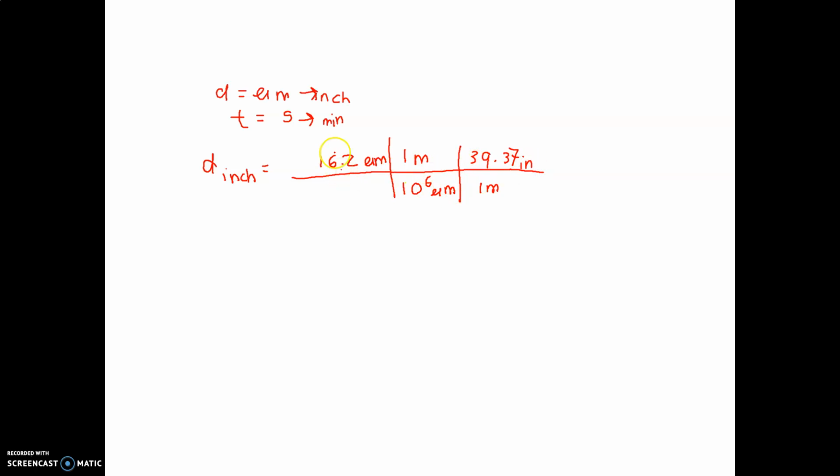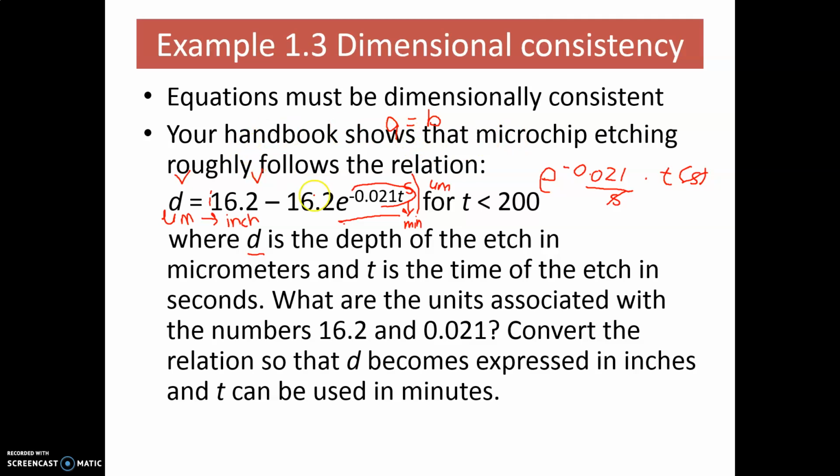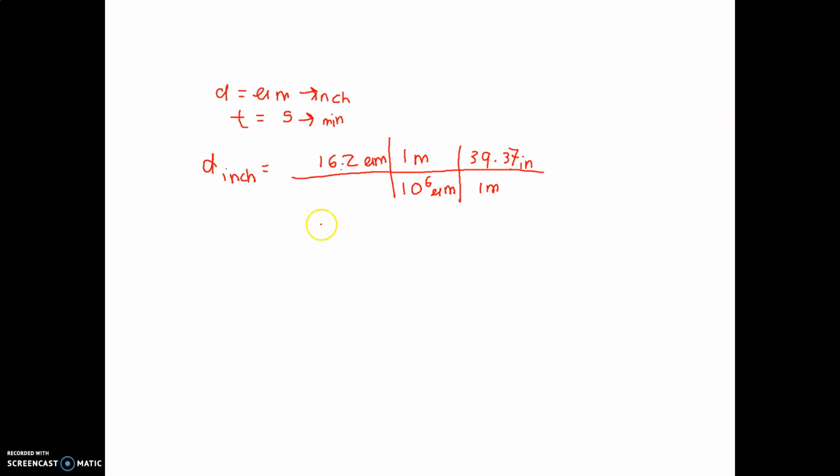Okay, this is the first section for this one. So this is micrometer, this should be micrometer. So this is inch, this also needs to be converted into inch. What about this section? Okay, so what we are going to do, this is just a continuation from here, because it's too long.